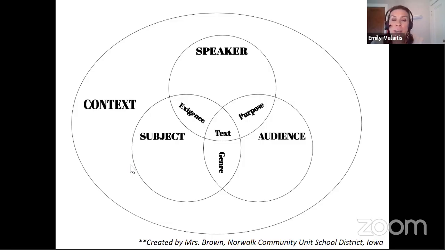I also want to give a quick shout out to Mrs. Mariah Brown. She is an AP English language teacher at Norwalk Community Unit School District in Iowa. And she's the one who created this fantastic graphic. I've had several teachers email me asking for a copy of it. I use it with my students because I think she did such a great job of visually capturing what the rhetorical situation is about. I love the questions she's posed. So shout out to Mrs. Brown. She's a genius.